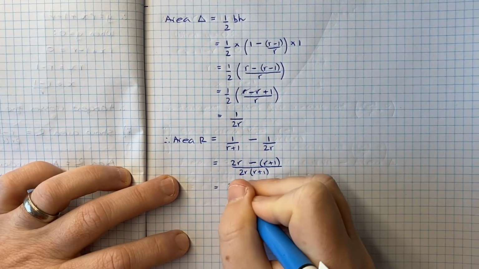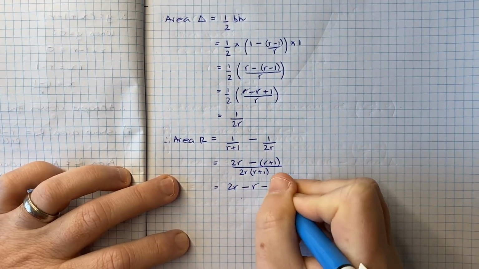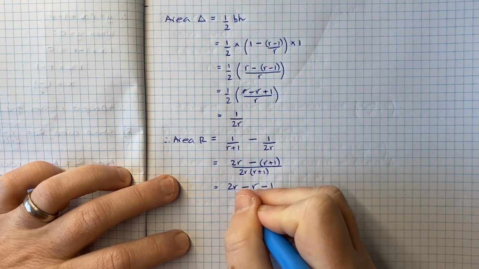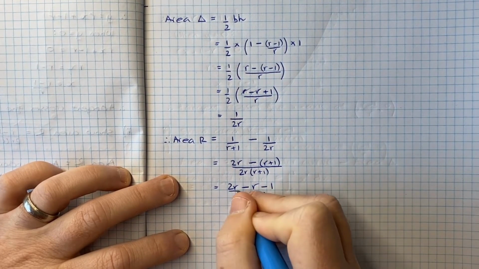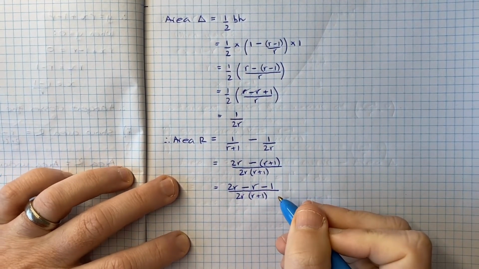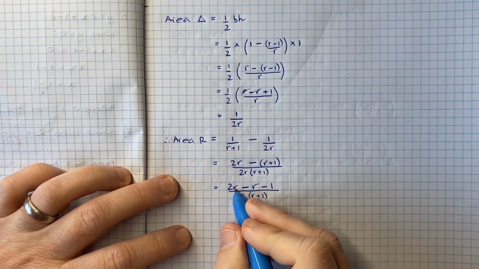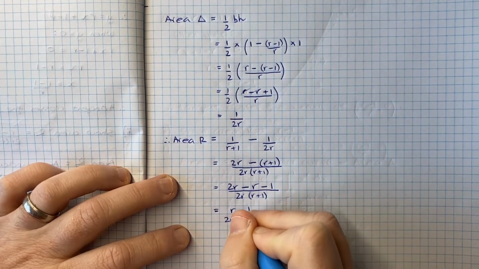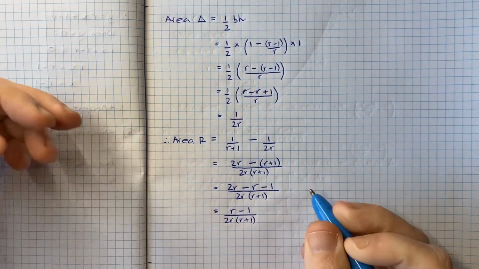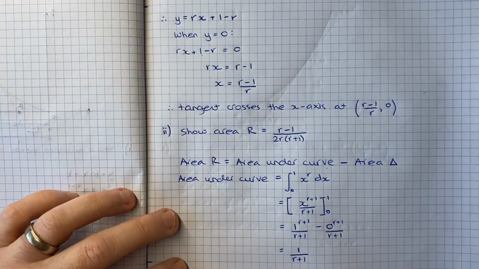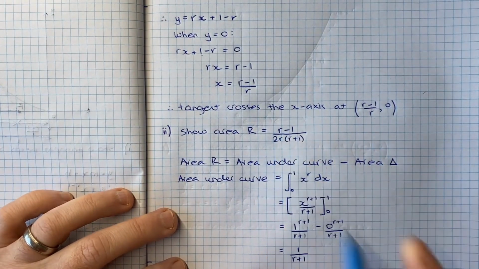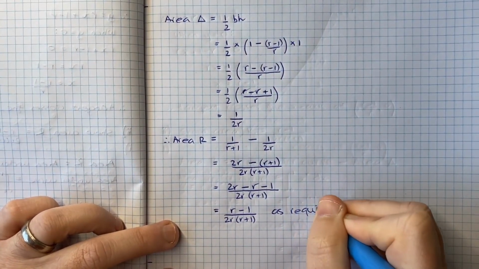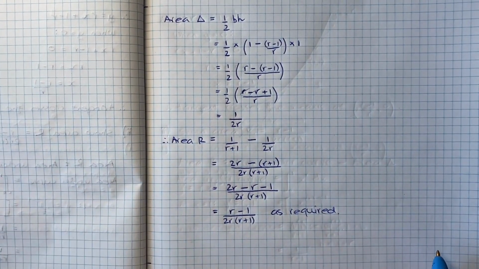So that's going to be 2r minus r minus 1 on 2r, r plus 1. And that's going to be 2r minus r is just r, so that's going to be r minus 1 on 2r, r plus 1. And is that what we were being asked to show? R minus 1 on 2r, r plus 1. Perfect. And that's how you do that question.